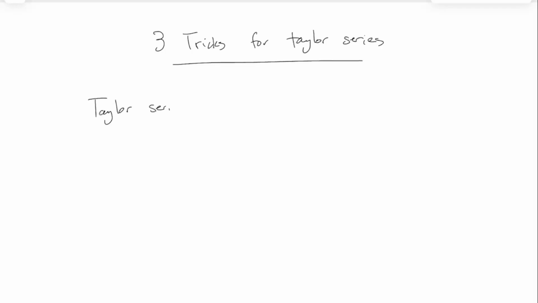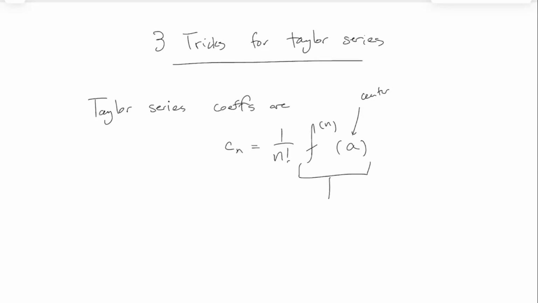The Taylor series coefficients are, the formula is this: 1 over n factorial times f, the nth derivative at a, where a is the center. This is a formula for the Taylor series coefficient. In theory, you could start with any function and just find the coefficients using this formula. The problem, though, is these derivatives are often very hard to compute.